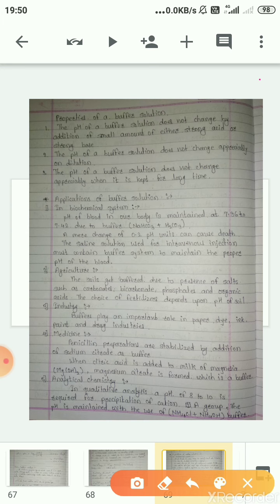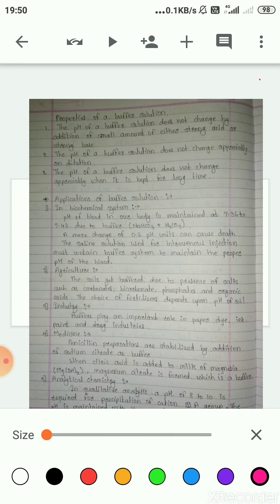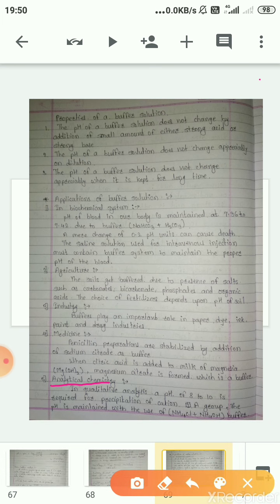So what you have to remember here is the application of buffer solution in analytical chemistry: generally in the preparation of cations of group third A, a buffer solution is used, a solution of ammonium chloride and ammonium hydroxide. Now we will see the next part in the next lecture.